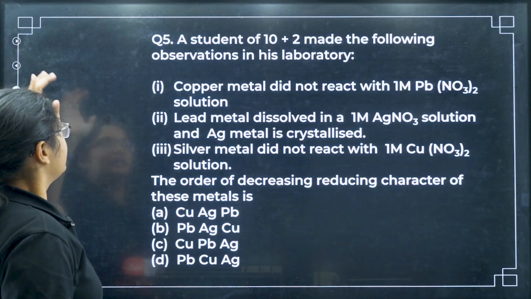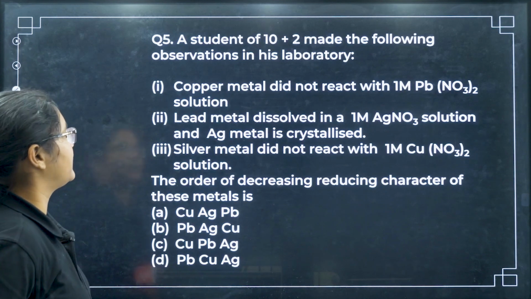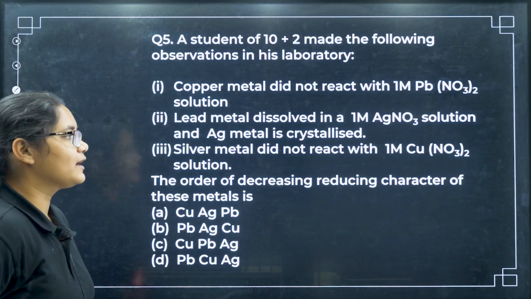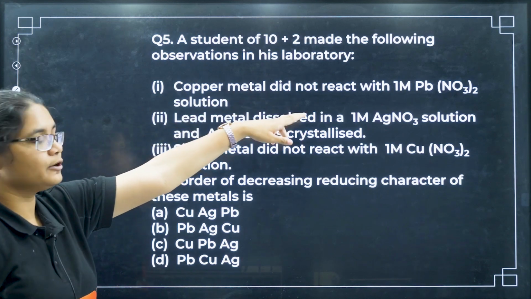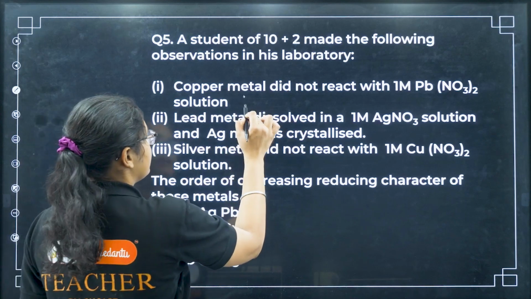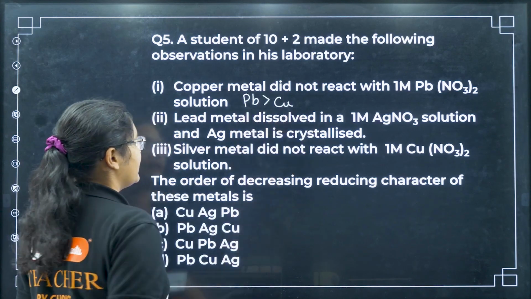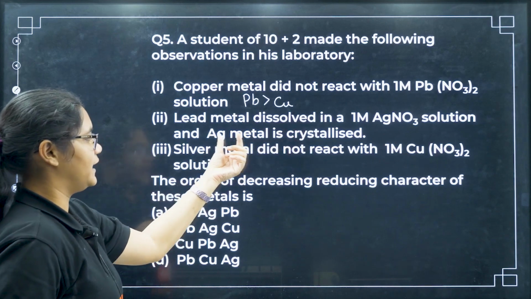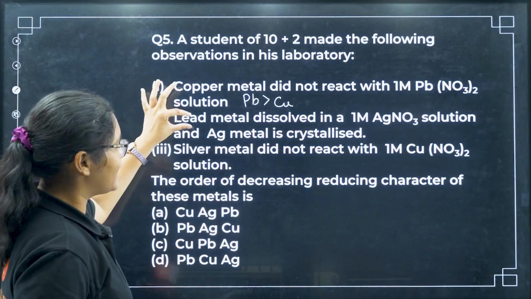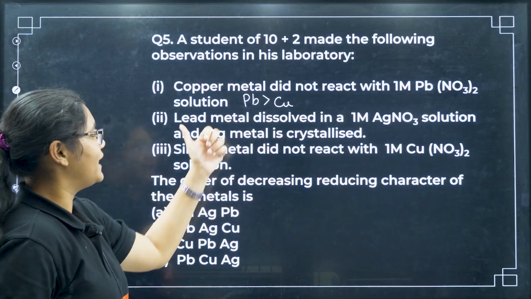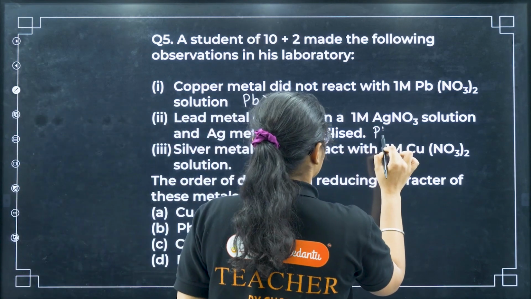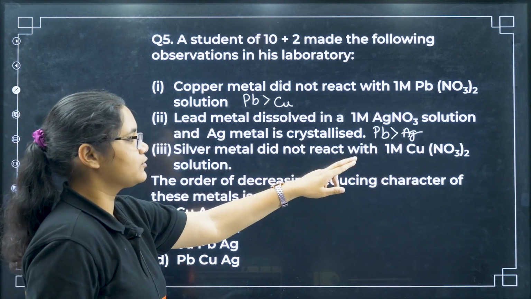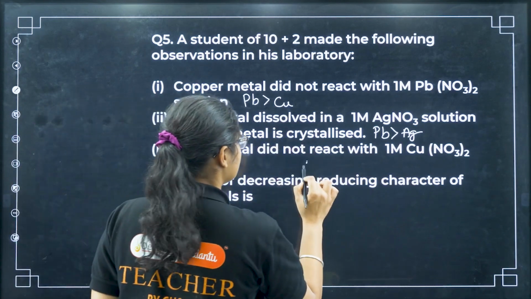Okay. Next, a student of 10 plus 2 made the following observations in the laboratory. You can see copper metal did not react with lead nitrate, means copper was not able to displace lead. So I can say that lead is more reactive than copper. Next, lead metal dissolved in AgNO3 solution and Ag metal crystallized out. That means lead was able to displace silver, so lead is more reactive than silver. Next, silver metal did not react with copper. That means copper is more reactive than silver.